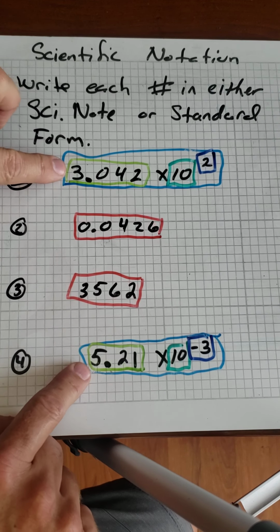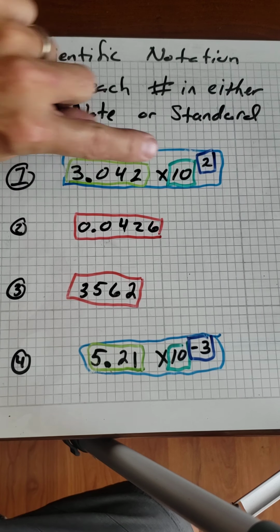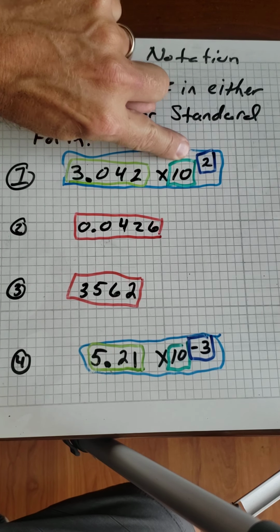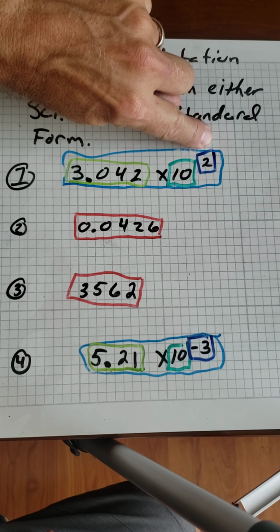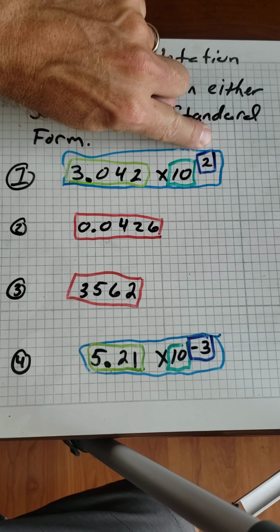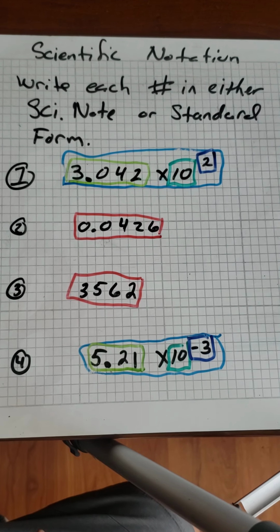It has a number that is between 1 and 10. It has multiplied by 10. So it's always times 10 to the something. And the third thing it has is an exponent. Exponent could be positive or the exponent could be negative. It doesn't matter for scientific notation.